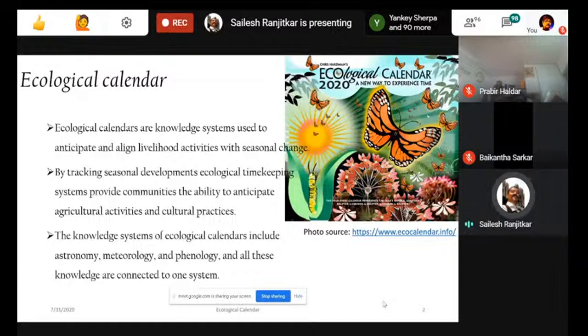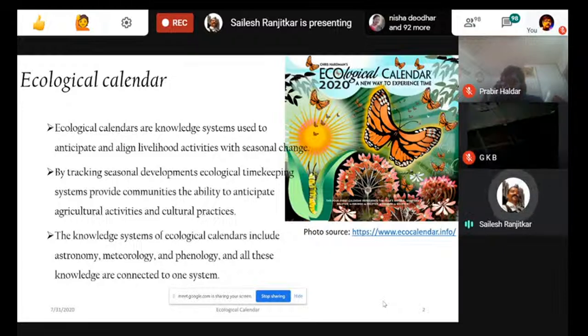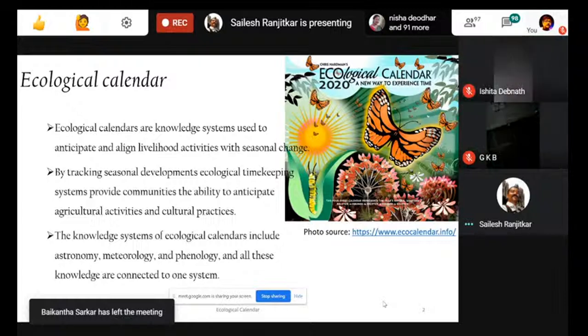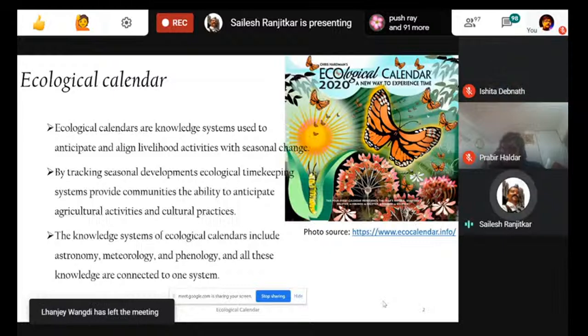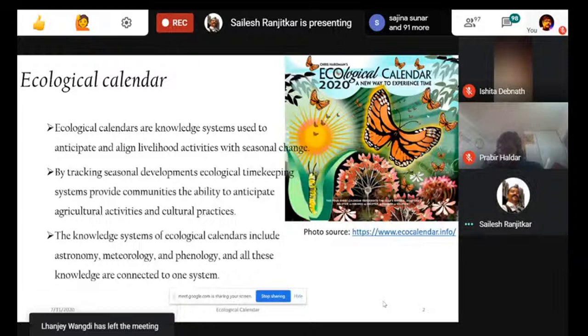So we know we have different seasons in our region, starting from spring, summer, we have a rainy season, we will face autumn, winter. So along with all these seasons, what kind of activities are carried out and what kind of adaptation or adapting measures people are taking since they are residing in certain places. That is the key for the ecological calendar.